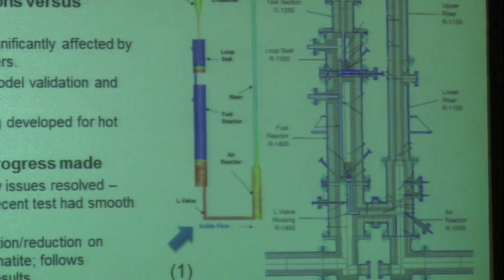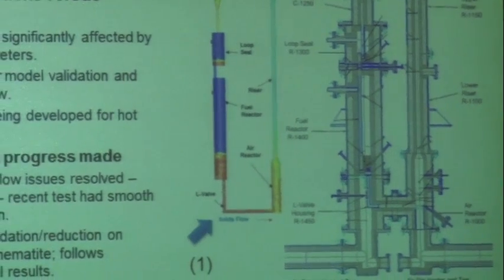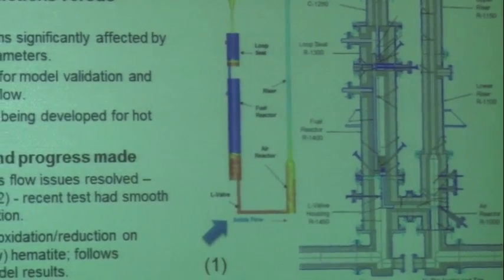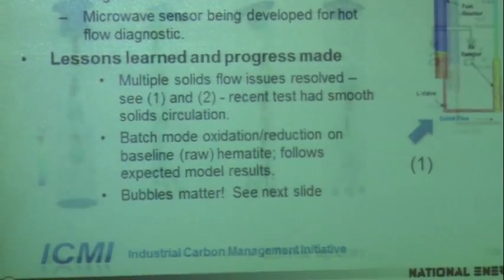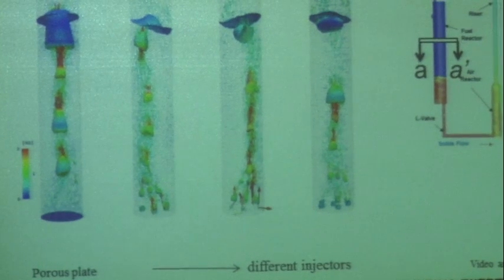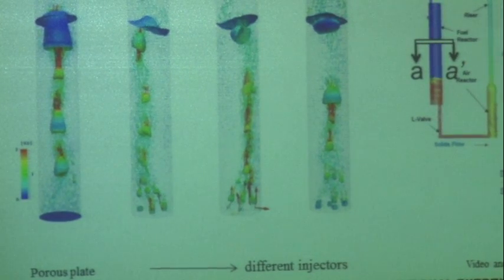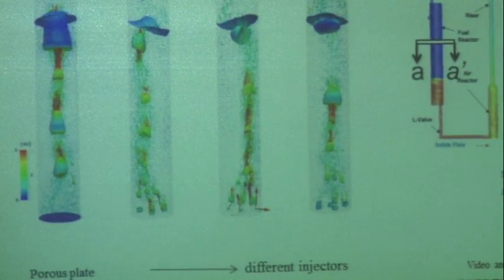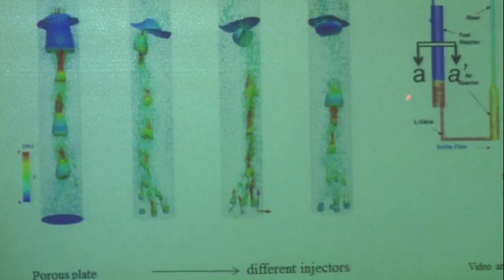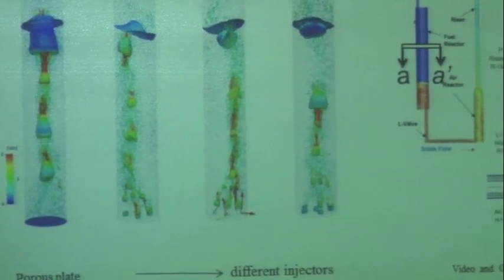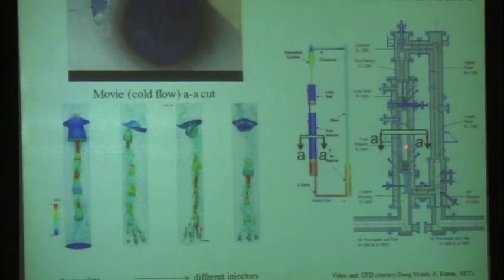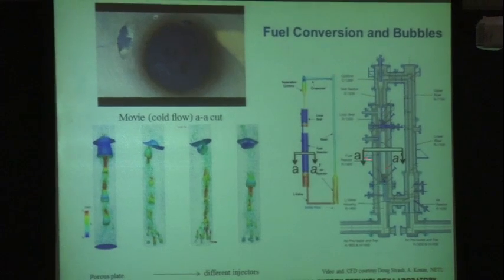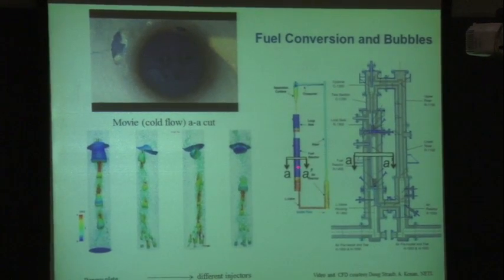Now, the thing that we are looking at right now, very interesting, bubbles matter. Everything is always learned the hard way, so here we go. We knew this was an issue, but I don't think we appreciated how significant until we actually ran a few experiments here. And so this is, again, the reactor that you saw that's running in our laboratory. This is the air reactor coming up through the cyclone. The fuel reactor, there's a loop seal here, fuel reactor. This is the CFD of that same thing.